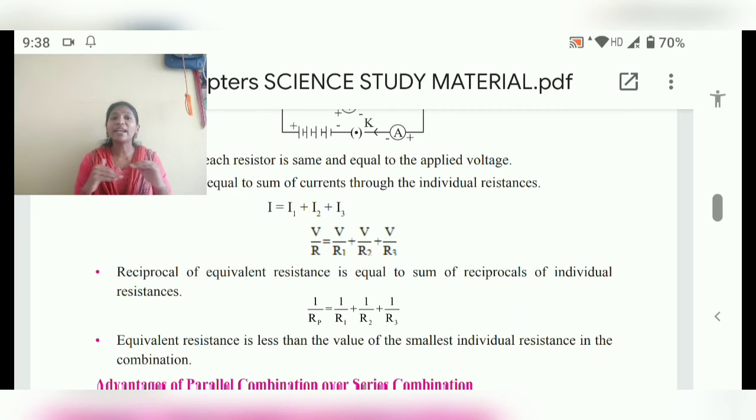Okay, here the current will be changing. There, in the series connection, current will be same and it will not change. What will be changing? Potential difference. But here the current will be changing and the potential difference remains the same. That is the difference. In series connection, current is same everywhere and the potential difference will be changing. In the parallel connection, what is changing? Current is changing and the potential difference remains the same.